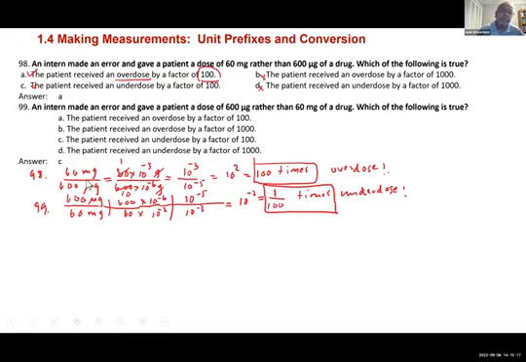You write down 60 divided by 600. This is 1/10, not 100 times overdose. So you convert them to grams. The ratio between them is 10 to the negative 3 divided by 10 to the negative 5, which is 10 to the 2. That's 100 times. That's how I got the answer A.